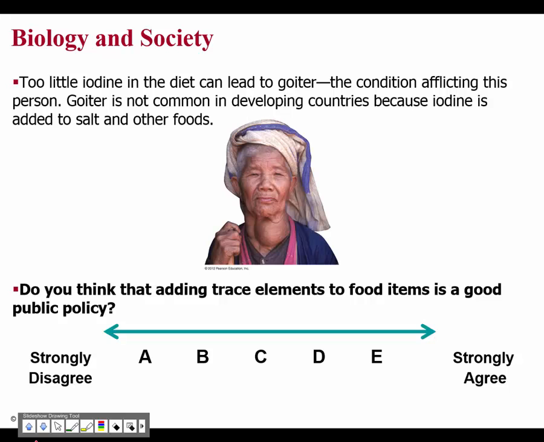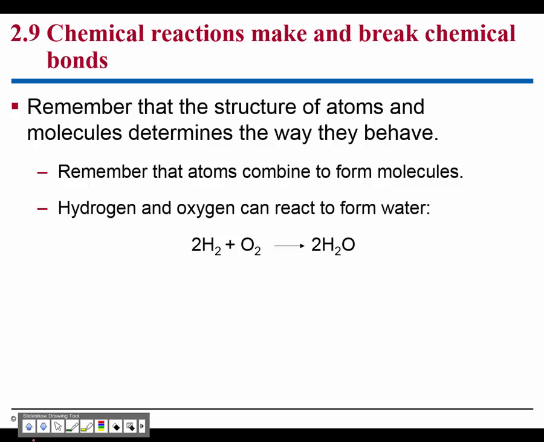So here's a question. Do you think that adding trace elements to food items is a good public policy? Some may say yes because it helps prevent these. Others may say no because do we want the government telling us what to eat and putting things in our food? Shouldn't we be able to choose? That kind of thing. So where do you stand on that? Do you strongly disagree? Do you strongly agree? Why? And so chew on those questions for a bit.